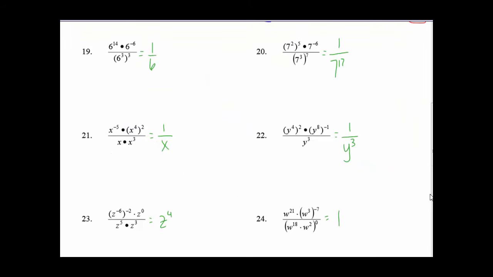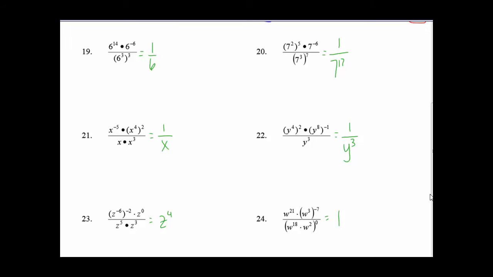All right, welcome back. So looking at these answers, also make sure you are showing all your work clearly on your paper. For number 19, all simplified, we should have ended up with 1/6. Number 20 should have ended up as 1 over 7 to the 17th power. We can go ahead and leave that denominator with an exponent. 7 to the 17th power we can't really do in our heads, so go ahead and leave that one. For 21, we should get 1 over x. 22, 1 over y cubed. 23 will become z to the 4th, and 24, all simplified, just becomes 1.